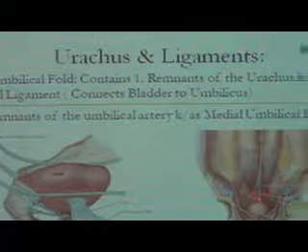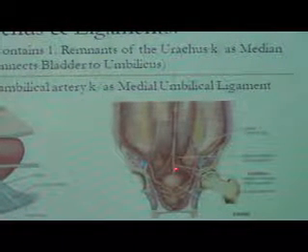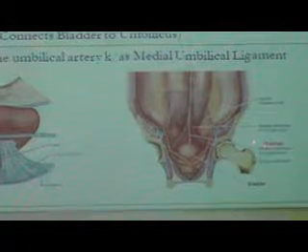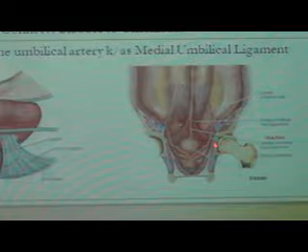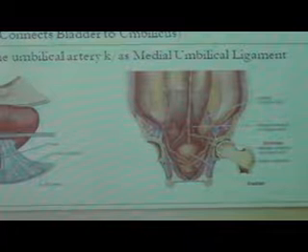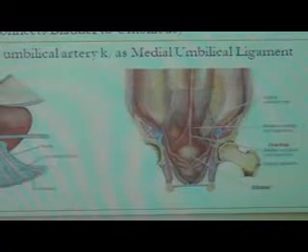So this is the central part, the remnant of the urachus which connects the urinary bladder to the umbilicus, and just lateral to this central structure is the medial umbilical ligament fold. Okay, and the most lateral fold is the lateral umbilical fold that contains the lateral umbilical ligament that contains the inferior epigastric artery.